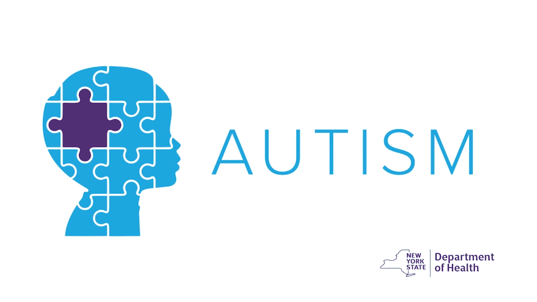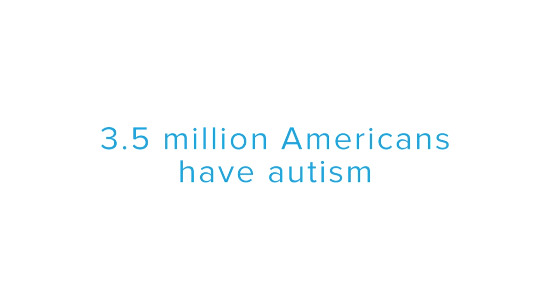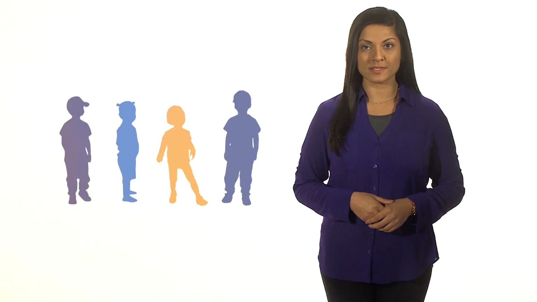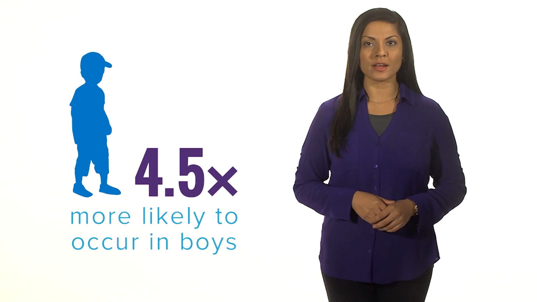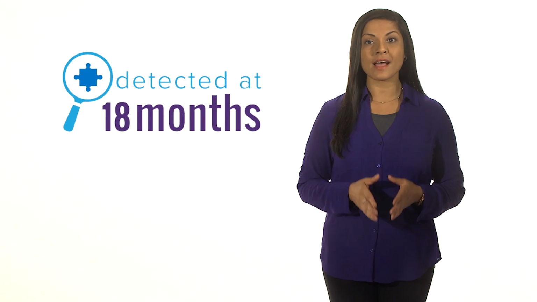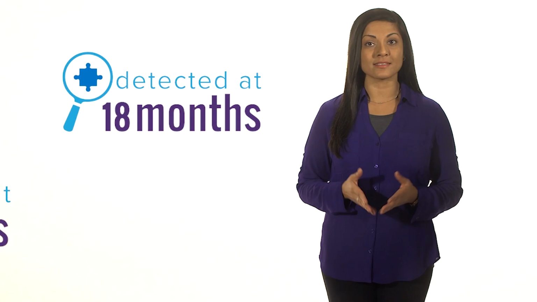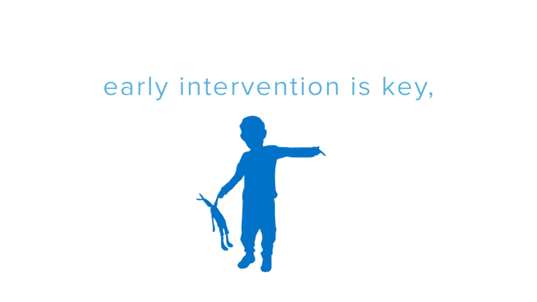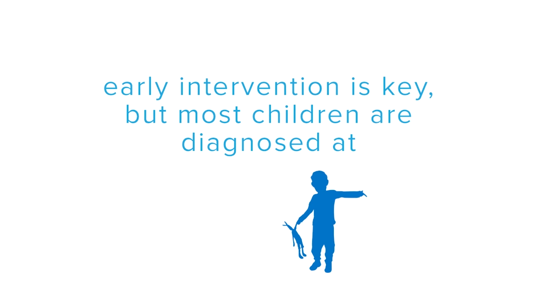Autism spectrum disorder is not all that uncommon. More than 3.5 million Americans live with this disorder. In fact, it's very likely that you know someone who has ASD. It occurs in all racial, ethnic, and socioeconomic groups, is 4.5 times more likely to occur in boys, can be detected as early as 18 months and diagnosed by 2. And although early intervention is key to improving outcomes, most children aren't diagnosed until 4 years of age.